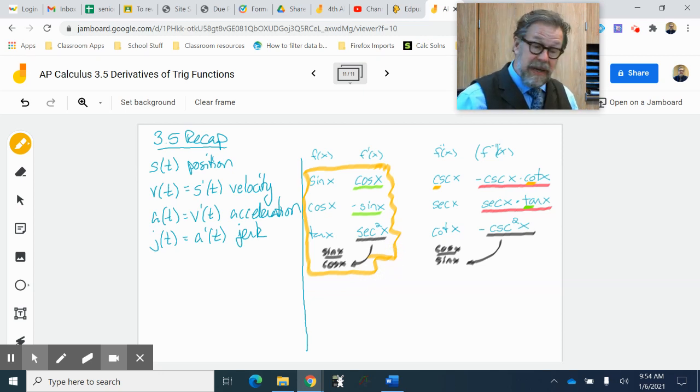Okay, that is section 3.5. It is also the end of chapter 3.